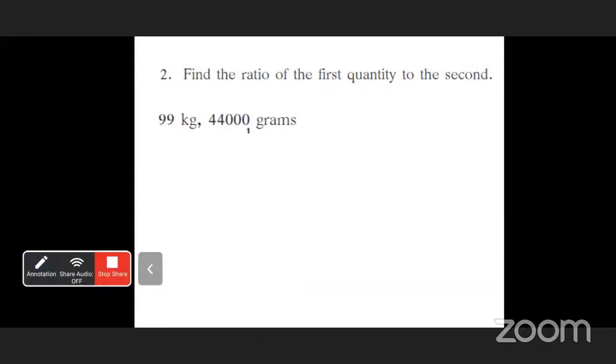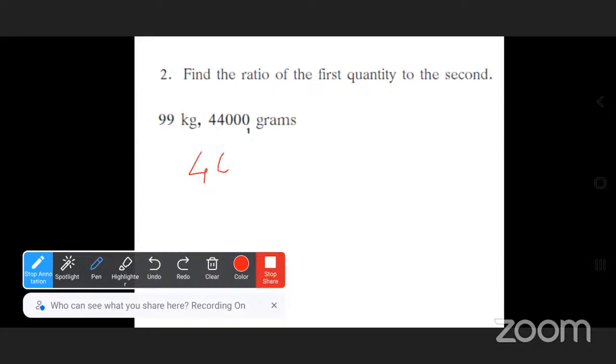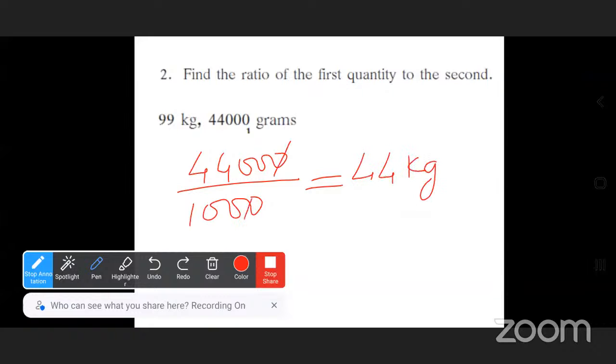So what we are going to do here, we are going to divide 44,000. If you want to convert grams into kg, then you are going to divide it by 1,000. So you'll get 44 kg. These zeros get cancelled. So what is left now? 44 kg. Now when you write 44 kg, you can compare 99 kg with 44 kg easily because the unit is the same.